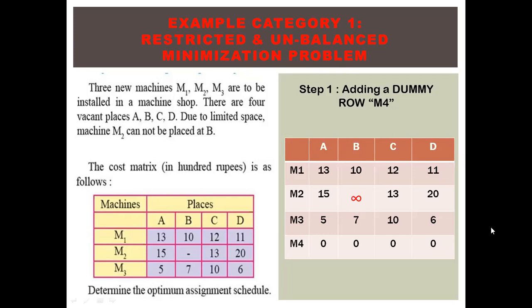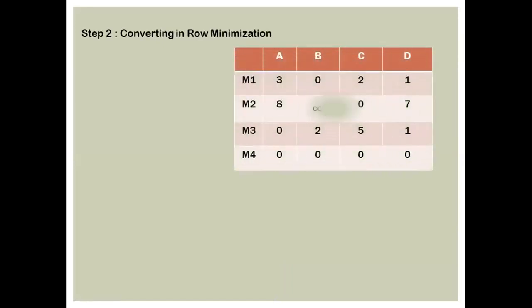So after the dummy row, our problem has become a balanced problem. So we can go to the next step, that is row minimization. I hope you all remember what is row minimization. You have to pick up the minimum number from each row and subtract it from the respective elements of the row. In case of infinity, nothing will happen to it. It will remain as it is. So after row minimization and subtraction, this is the matrix you will obtain.